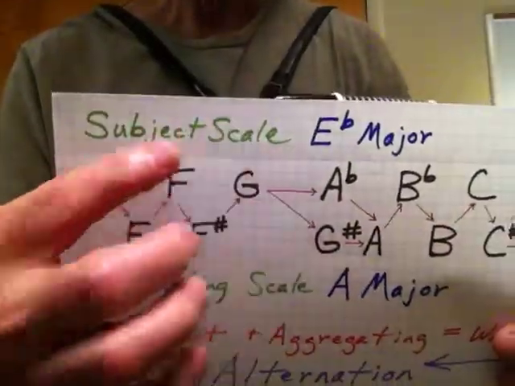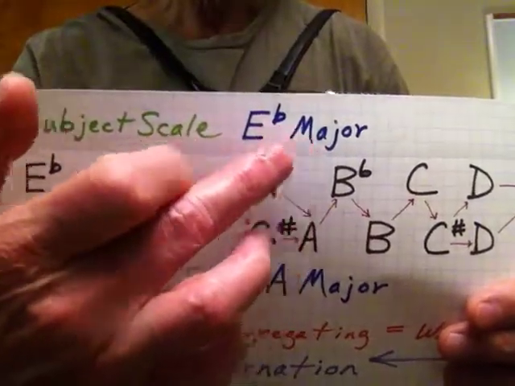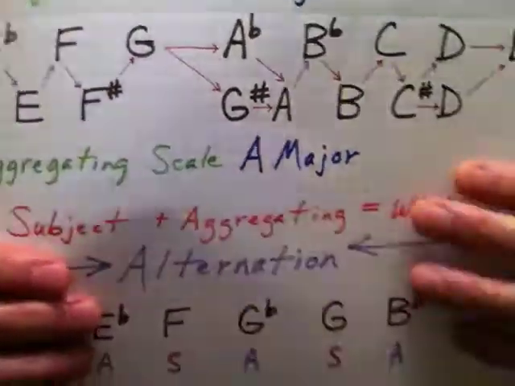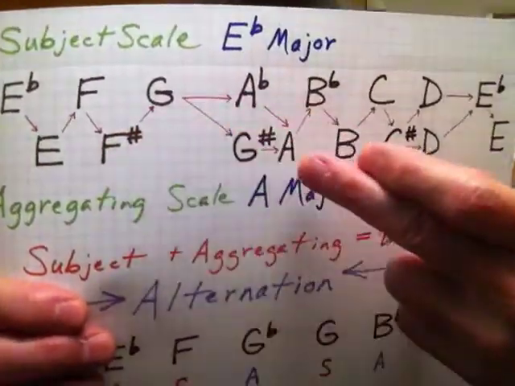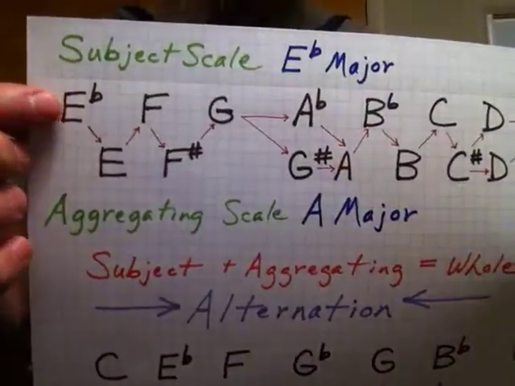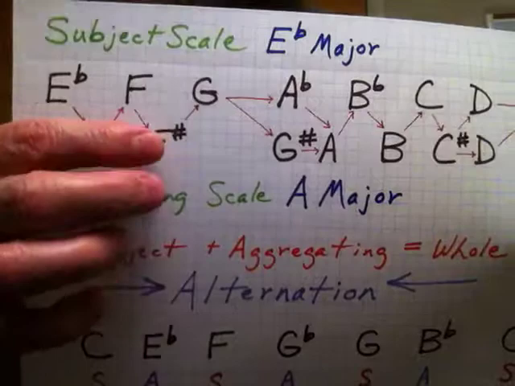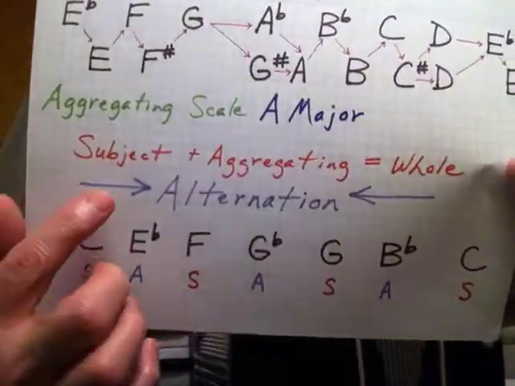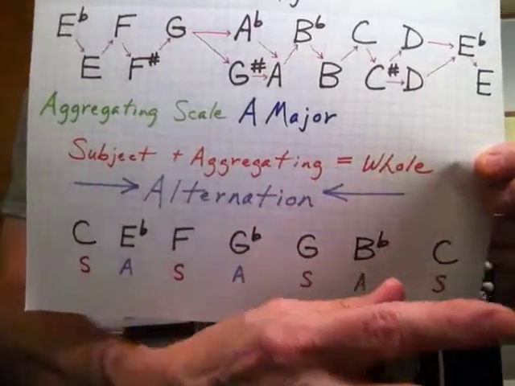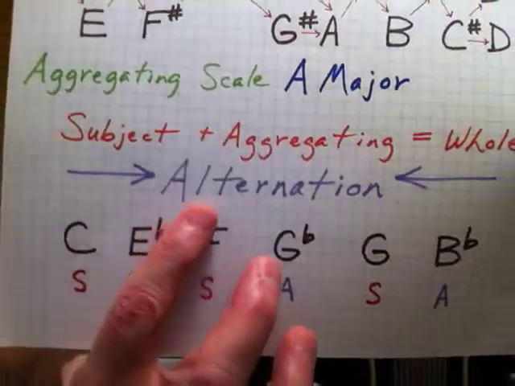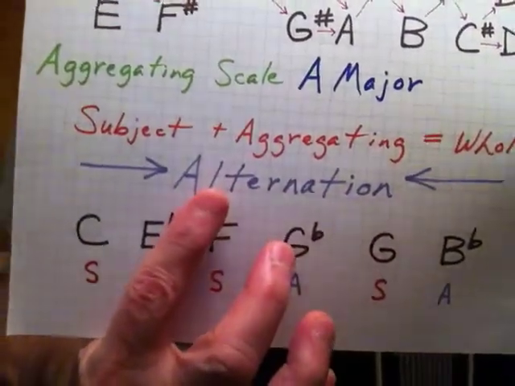Let's go back to when we talked about the subject scale. We used D flat major as an example. Here's your tones, all right? And then we have the aggregating scale, A major, and we had our tones. And when we combined them, in other words, when we looked at them in the sense of alternation, we saw that we got a whole full chromatic scale. Subject plus aggregating, we got a whole deal.